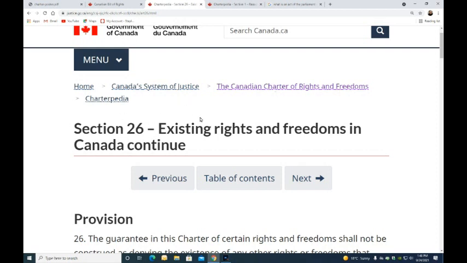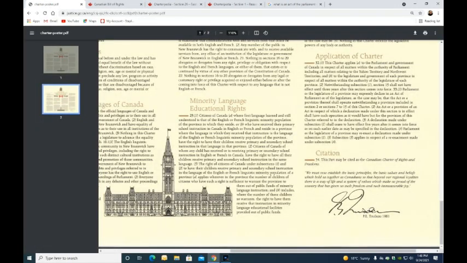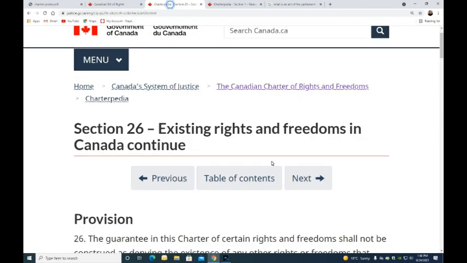Section 26, existing rights and freedoms in Canada continue. Let me repeat that. Existing rights and freedoms in Canada continue. And since I pointed out that the Canadian Bill of Rights is 1960 with royal assent, and the Charter is 1981, clearly, Section 26 is talking about, for example, not limited to, but one of the documents it speaks to is the Canadian Bill of Rights. My existing rights and freedoms continue, which would be the Canadian Bill of Rights.